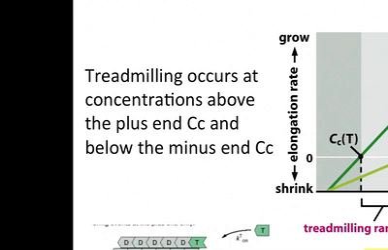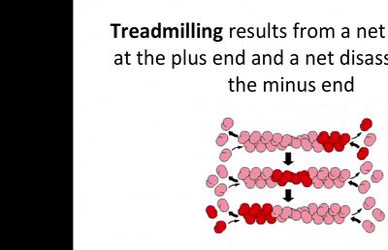So when the critical concentration for your T-bound monomer is less than the concentration in the cell, and the critical concentration of your D-bound monomer is greater than the concentration in the cell, that's when treadmilling is going to happen. This results from a net assembly at the plus end. So you're getting addition at the plus end, and disassembly at the minus end.